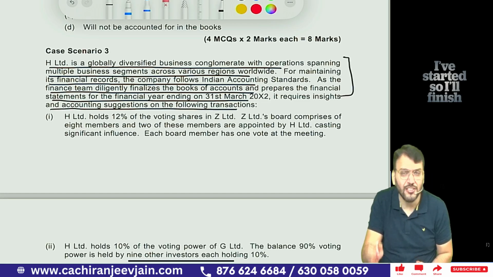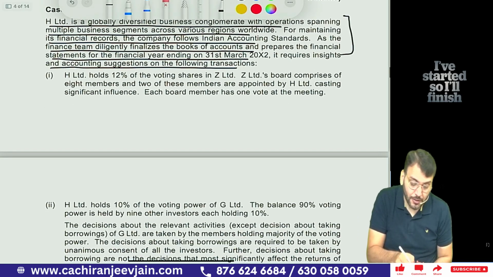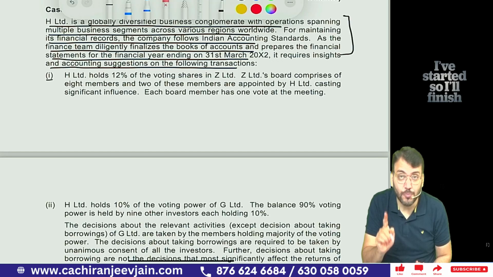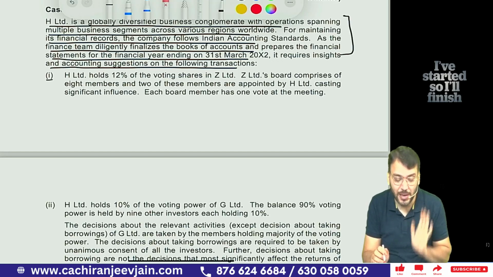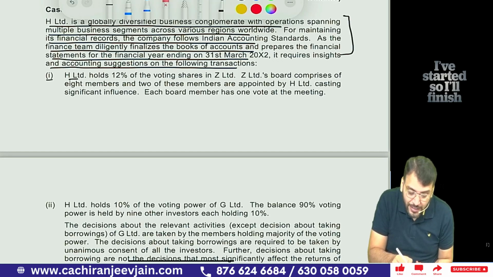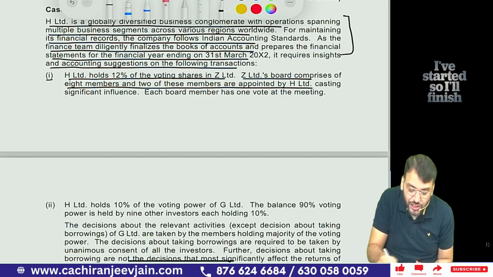Once again, this para is not at all important. Correct? Then also I am reading the para to make sure that you also read, because sometimes some hidden information is given in the first para also. Point number 1. H Limited holds 12% of voting shares in Jet Limited. Jet Limited board comprises 8 members, and 2 of these members are appointed by H Limited, casting significant influence. Each board member has one vote at the meeting.